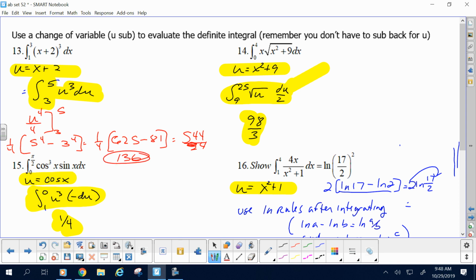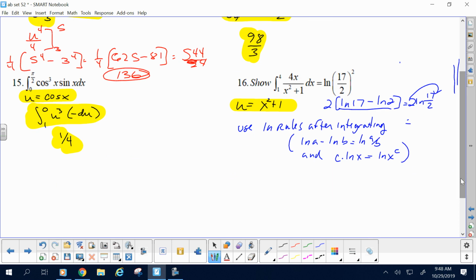All right, number 14, let u equal x squared plus 9, so your new integral should be from 9 to 25 when you change the bounds for your u sub. Root u times du over 2. Your answer should be 98 over 3. 15, u is cosine of x. The limits are kind of kooky here, but after subbing, they are what they are. It goes from 1 to 0 of u cubed times negative du. Your answer should be positive 1/4.